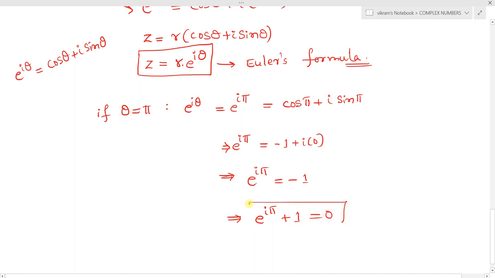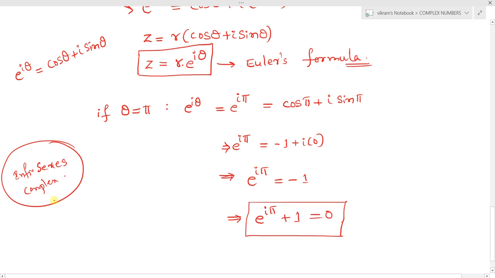Euler has mixed the concepts of exponent series, infinite series formulas and the complex number formulas into exponential formulas to represent complex numbers. Every complex number is represented as z equals r times e power i theta, and we can write it as e power i pi plus 1 equals 0.